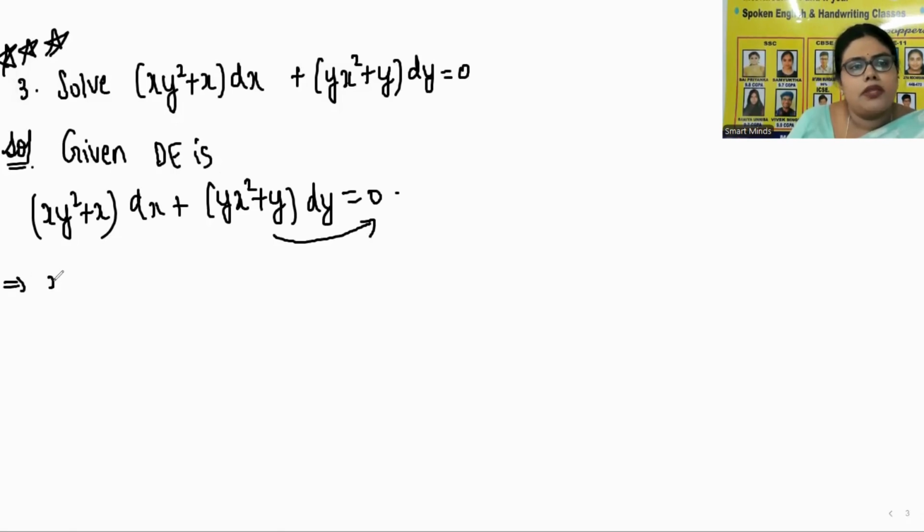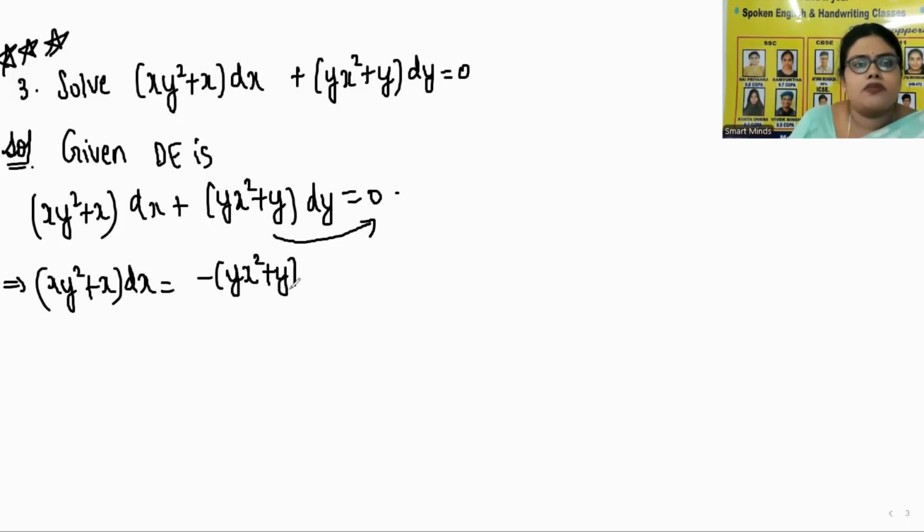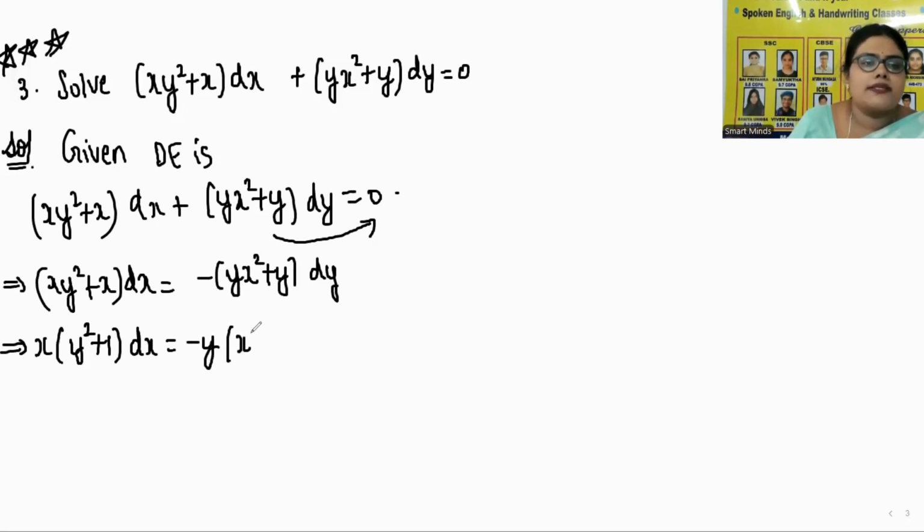Now we will take the second term to the right hand side. So it will become xy square plus x into dx is equal to minus of yx square plus y into dy. Now from the left hand side, this bracket, we will take x common. So if we take x common, we will get y square plus 1 into dx. And from this term, if we take y common, we will get x square plus 1 dy.